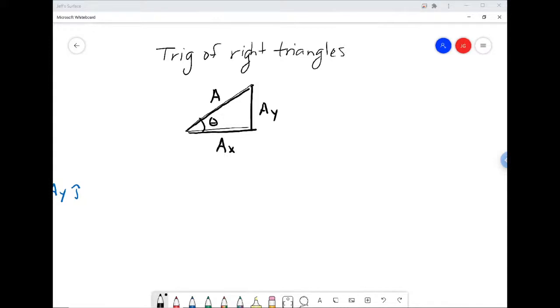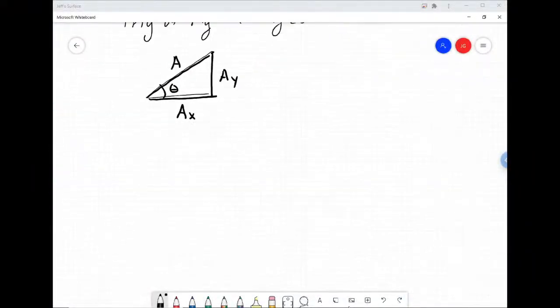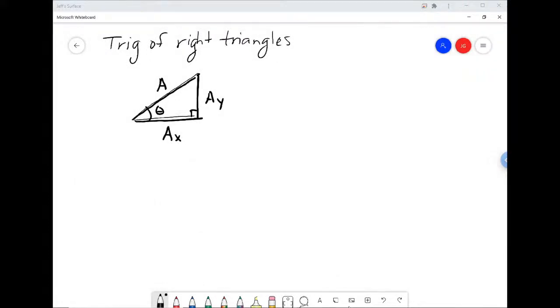Okay, so another way to think about this is when you're dealing with right triangles, you position yourself, you reference the sides of the triangles relative to the angle that you know, not the right angle, but the other angle you know. So we've got this right triangle, and we know this angle theta that's over here.